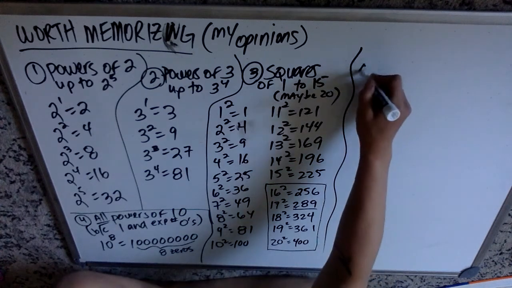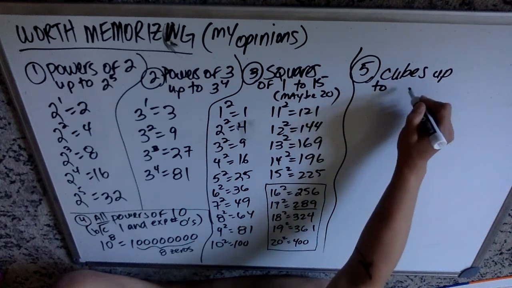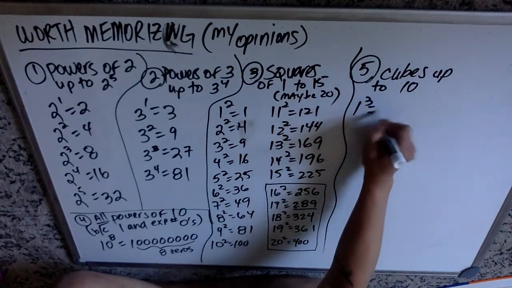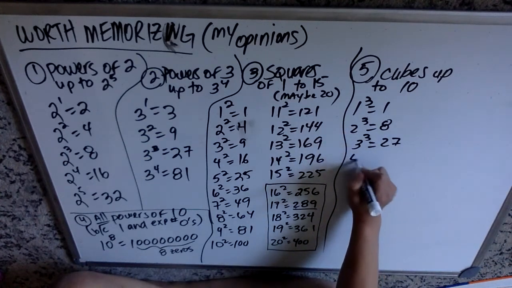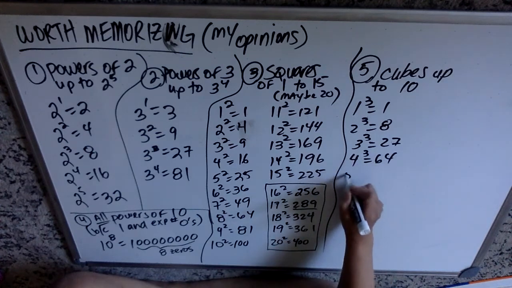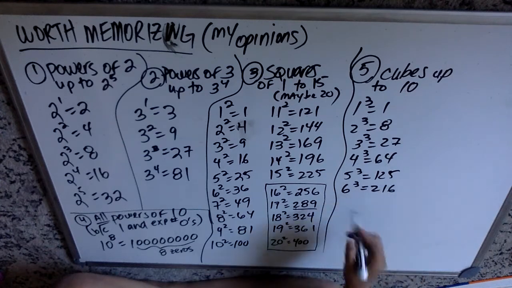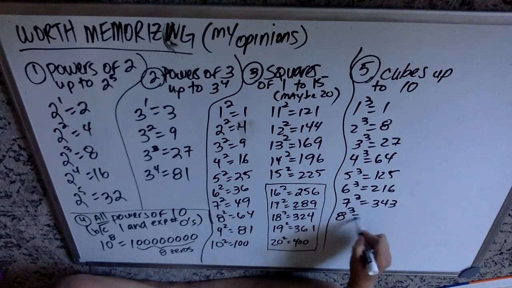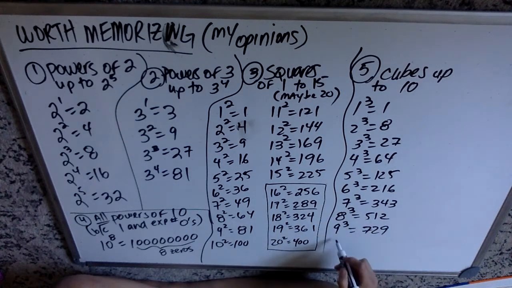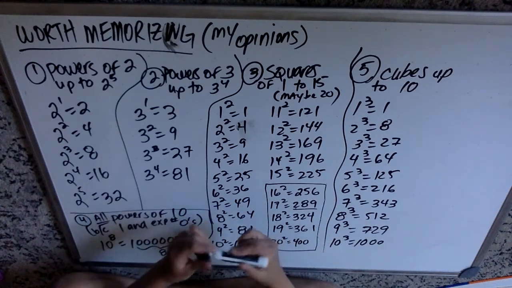And then number 5, right? Cubes up to 10. So 1 cubed is 1, 2 cubed is 8, 3 cubed is 27, 4 cubed is 64, 5 cubed is 125, 6 cubed is 216, 7 cubed is 343, 8 cubed is 512, 9 cubed is probably 729, and 10 cubed is 1,000. I don't know, my brain said 729. Okay, so, yep, that's right.